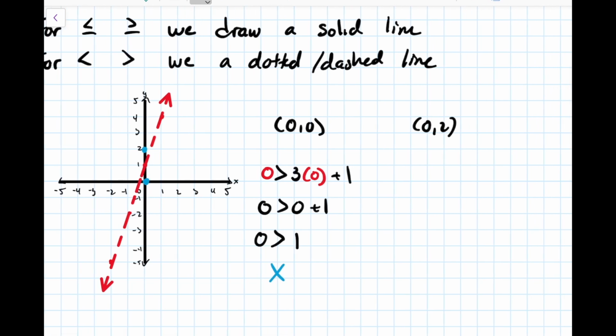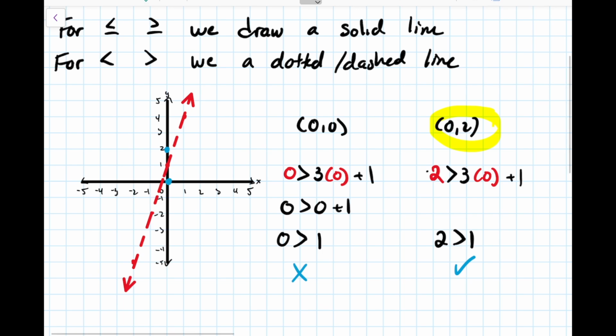So if we try it again with the other one, again, the only thing that's going to change is the y value, so we're going to have 2 is greater than 3 times 0 plus 1. And we know what that whole right side of this inequality is going to work out to. So this is just going to be 2 is greater than 1. And that one is true. So we are going to shade the part of the graph that includes 0, 2, which is the top part. So this is pretty much the same thing, right? It's just a dotted line versus a solid line. It's the only difference.